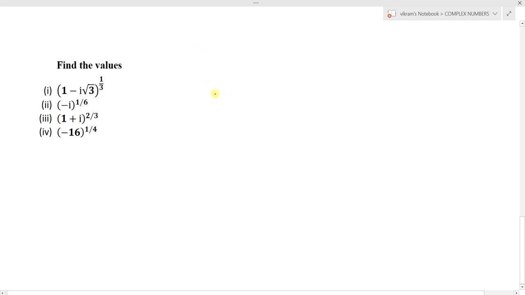So now we will understand finding the nth root of a complex number with a few more examples. The first one given is 1 minus i root 3, whole power 1 by 3. That means it is in the form of z power 1 by n, where z is equal to 1 minus i root 3 and n is equal to 3 here.